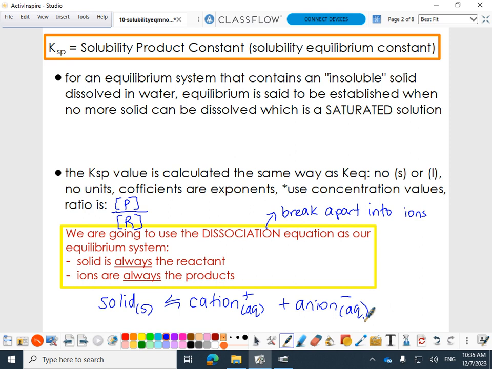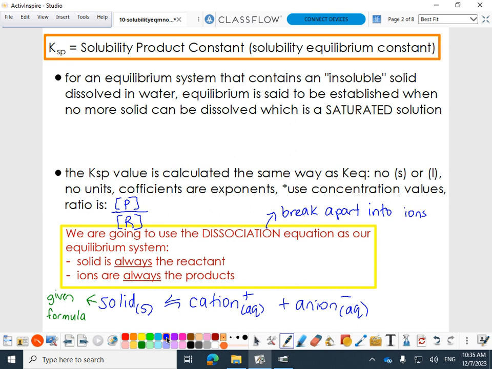And I'll give you what the solid is. Okay, so you don't have to remember the crisscross rule. Yes, you have a periodic table with the polyatomic ions on it, but we did that enough in grade 11, okay? So you just have to split it apart into the ions.